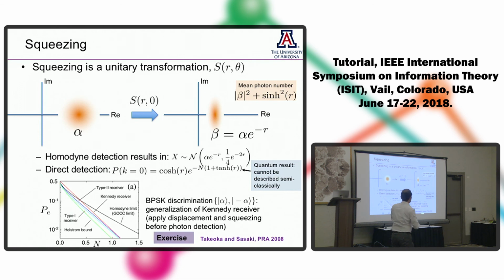So Masahiro and Masahide Sasaki, in that paper that I talked about, the generalized Kennedy receiver, actually tried something interesting. They said, instead of just applying displacement followed by photon counting, what if I applied displacement and squeezing before I did photon counting for the same BPSK signal? So he was not applying a Dolinar-like feedback between detection and induced feedback. Just take the full coherent state, apply displacement and squeezing, and then detect it at the output. Using that, they were able to improve upon the original Kennedy receiver by a little bit, but not all the way to the minimum error probability, the Helstrom bound.